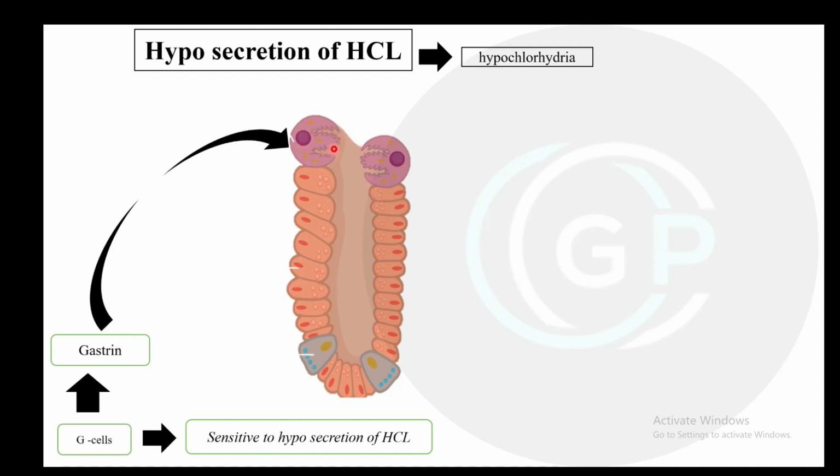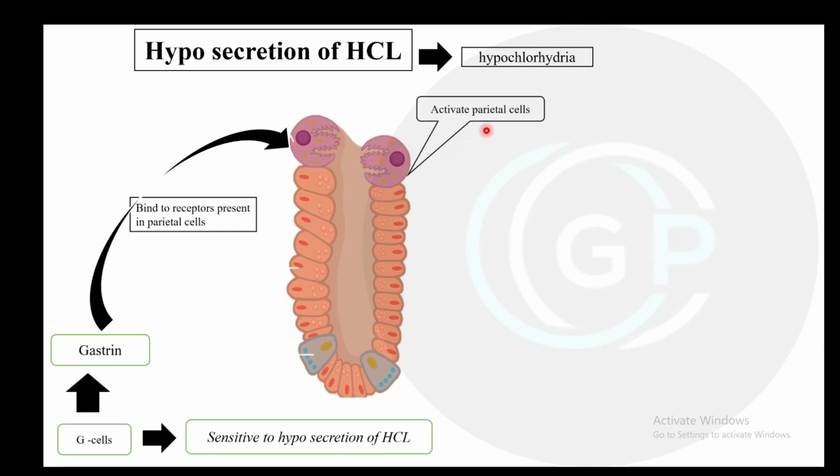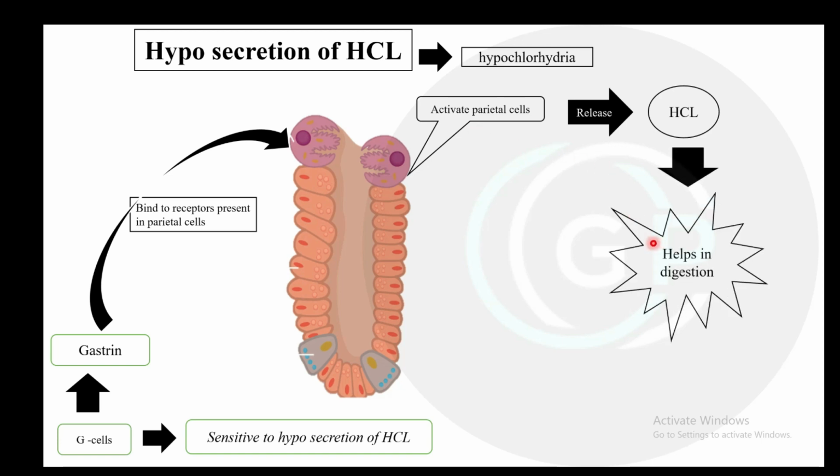This is the parietal cell. So this gastrin will bind to the parietal cells. Once gastrin binds to the parietal cells, it will activate them, and once the parietal cells are activated, they will start to release HCl. Once HCl is released, digestion starts. So this is how, in case of hyposecretion, the G cell plays a very important role in increasing the level of HCl. This was the basic concept of how we can increase the level of HCl with the help of the G cell.